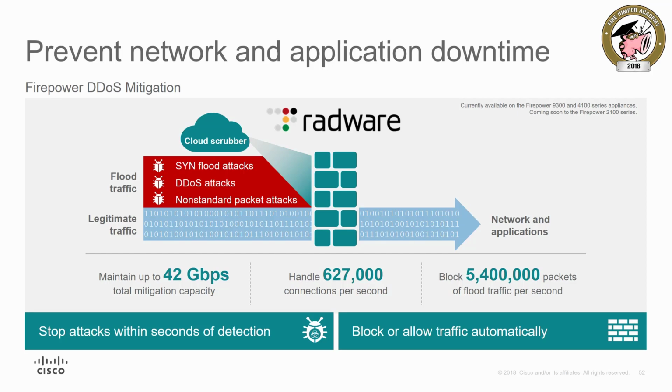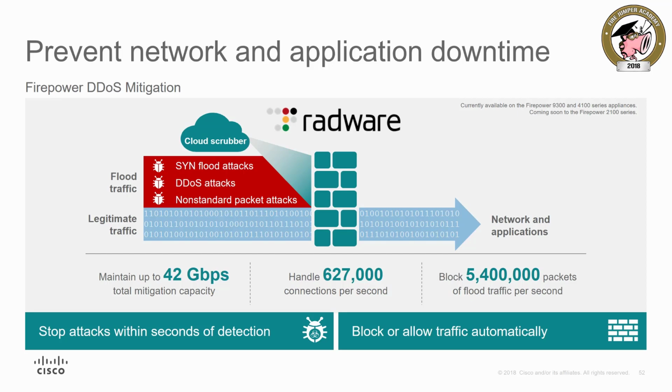In addition, it can handle up to 627,000 connections per second and block up to 5,400,000 packets per second of flood traffic to ensure that your systems stay up and can weather any DDoS attack. Cisco offers multiple platforms for managing security, each designed for a specific type of user.